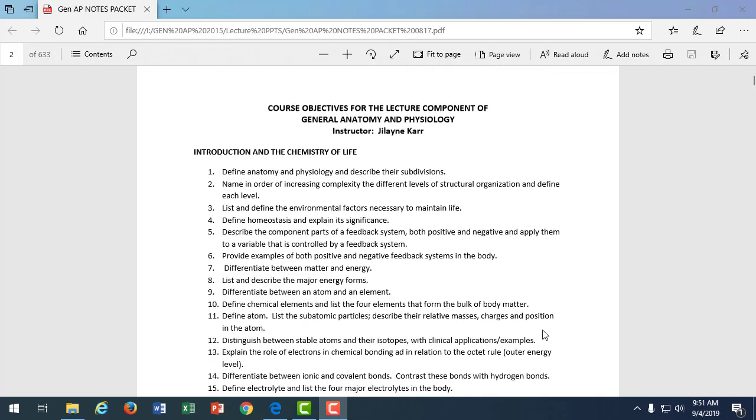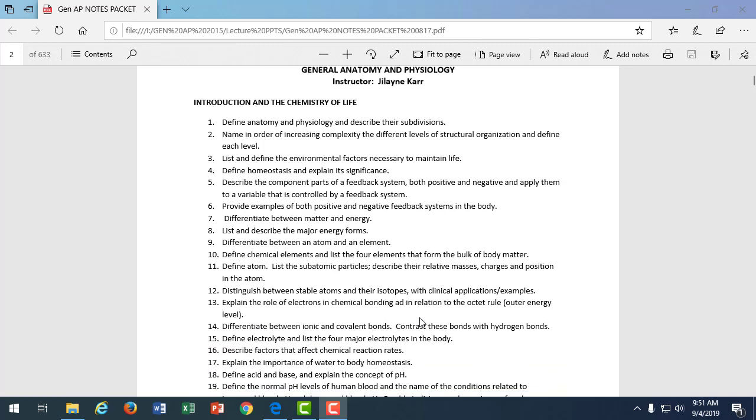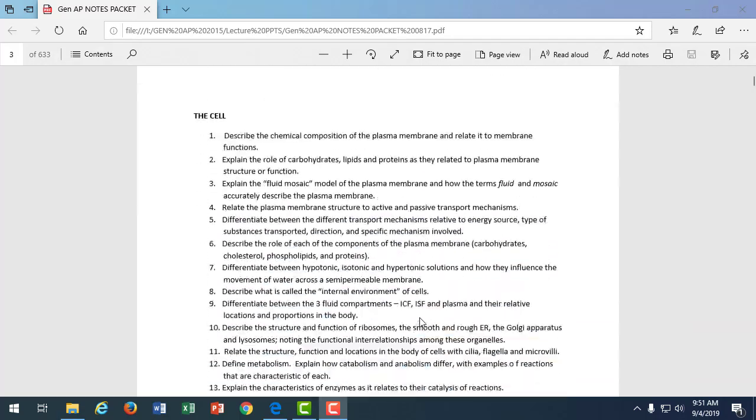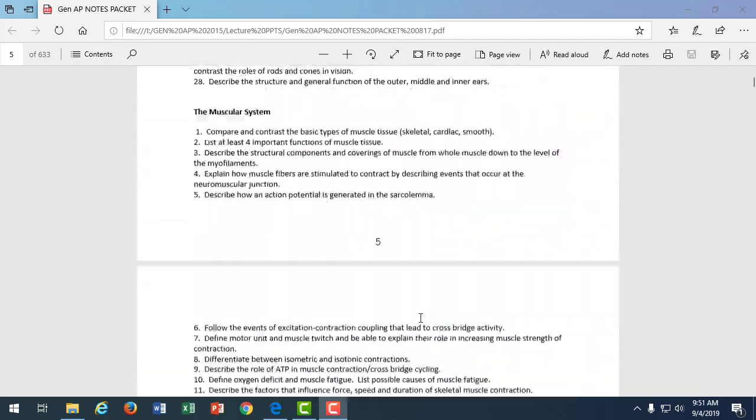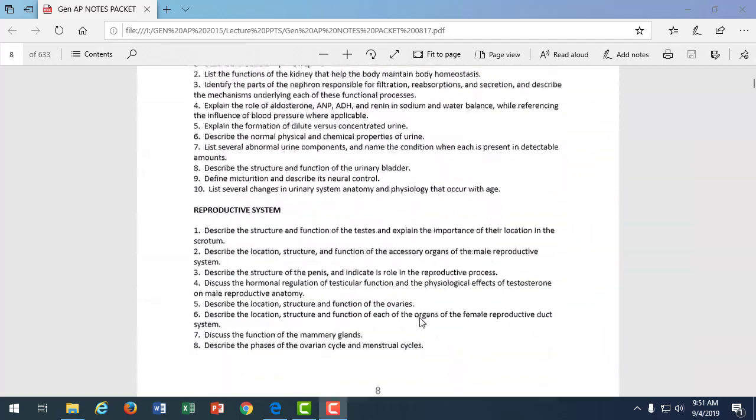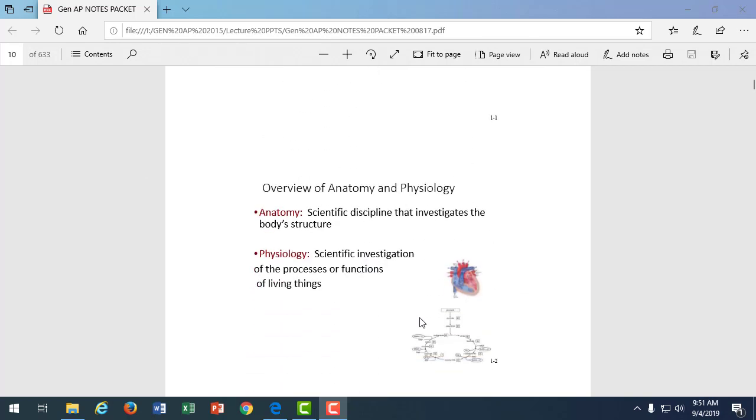So these lecture objectives are what you can use to prepare for the lecture quiz. So we're going to talk about the first topic, Introduction to Anatomy and Chemistry of Life. Those are great little study questions to guide your thinking.